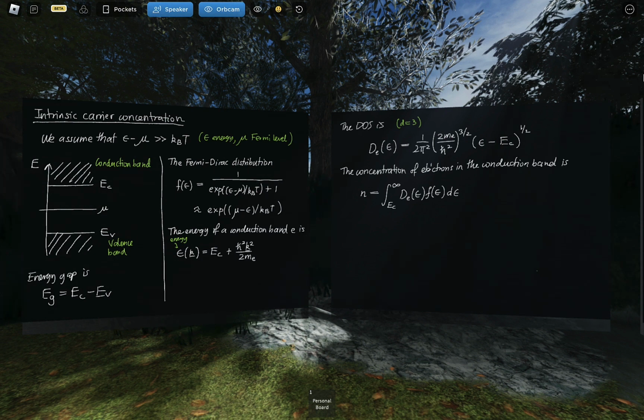So let's do the integral. Let's get all this junk.